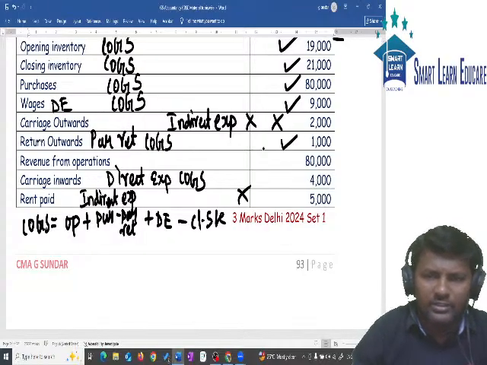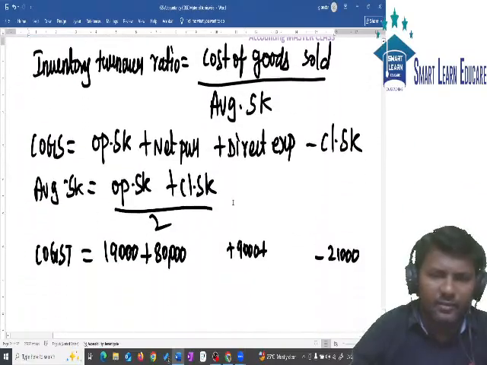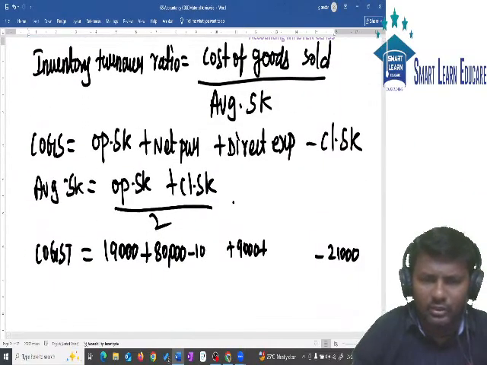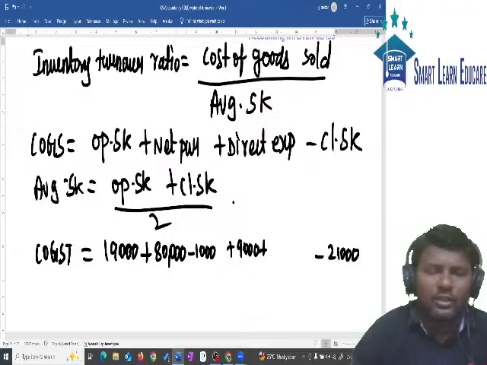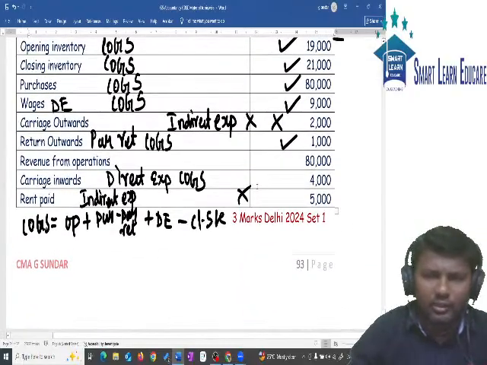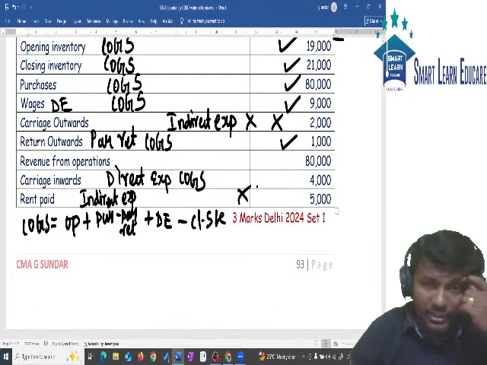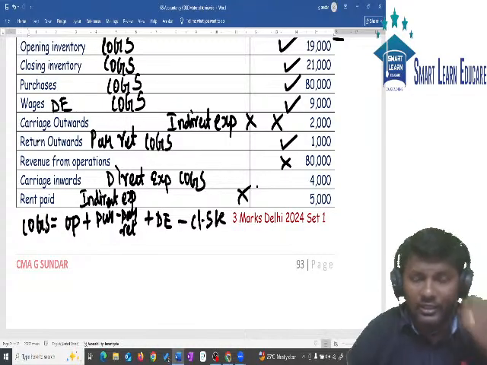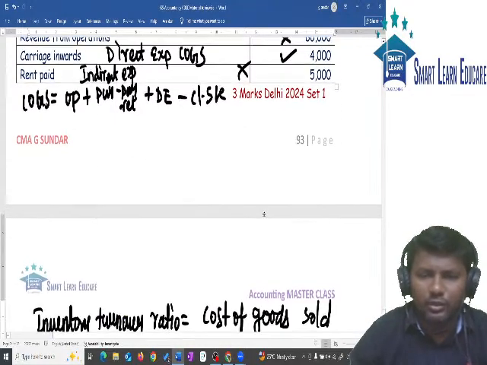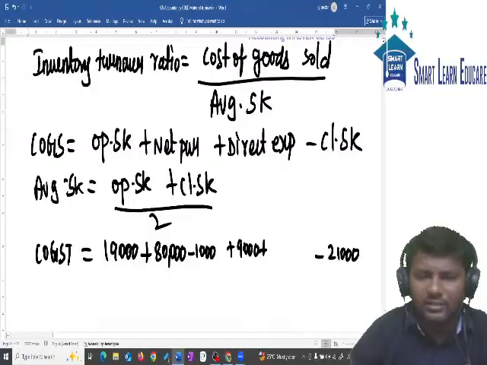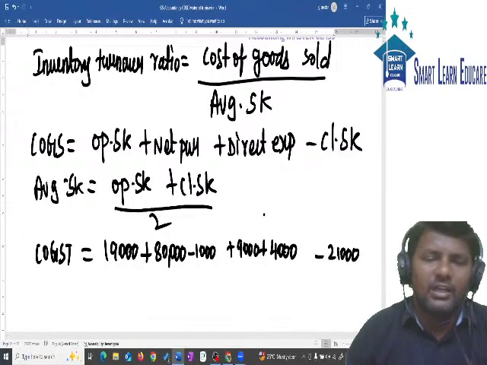Return outward is considered. Purchase return, how much is it? 1,000. Okay, next, purchase return 1,000. Next, revenue from operation is not considered. Carriage inward, yes, considered, 4,000. It is a direct expense. Carriage inward is a direct expense, 4,000, minus closing stock.